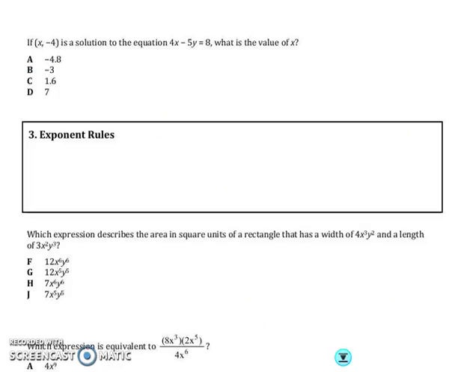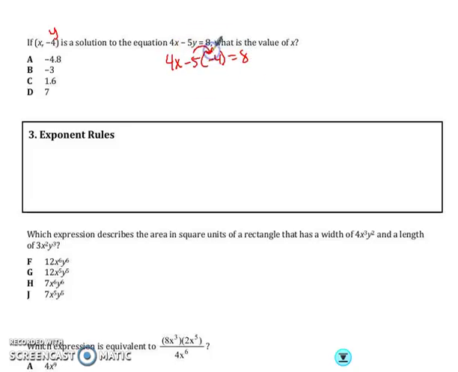If x comma negative 4 is a solution to the equation, what is the value of x? You'll see some like this too, and the easiest way to get through them is this is x, so this is y, right? So I'm just going to replace y with negative 4. So 4x minus 5 times negative 4 equals 8. And then we just solve this. I'm going to get rid of this first.